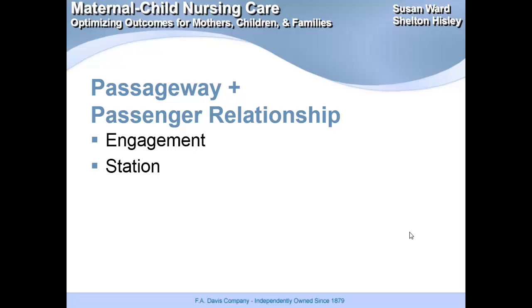So if the ischial spine is at station 0, and the presenting part goes above that, that is a minus station, but if it goes below that, it's a plus station. So if the woman is at a +4 station, that means that the presenting part, like if the baby was in cephalic, that head will be right at the pelvic outlet. And then that head should descend right into the pelvis and right out of mom.